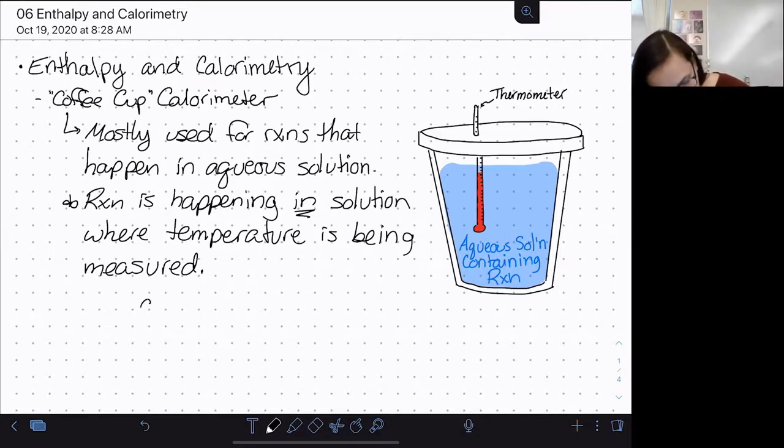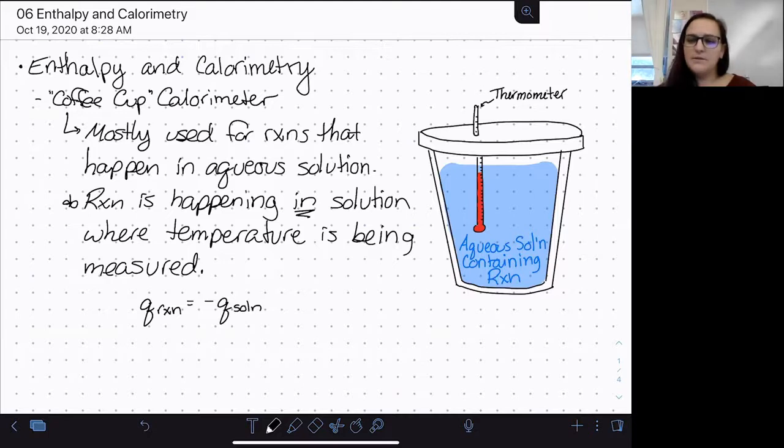So the heat transfer of our reaction can be thought of as our system, and the solution as a whole can be thought of as the surroundings. The heat transferred by the system is going to go into or come from the surroundings, which is our solution. And we're assuming that the contents of the calorimeter are isolated from the rest of the universe, so we don't need to consider anything outside the bounds of this container.